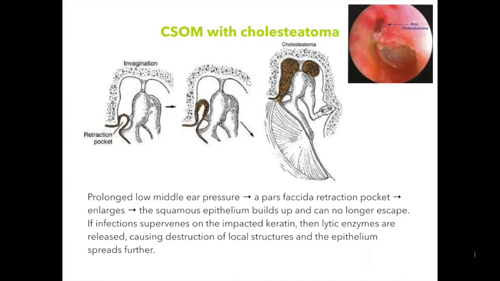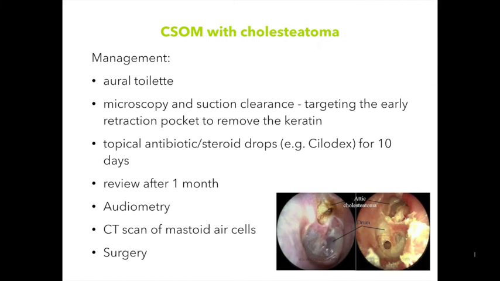So this is how the cholesteatoma can spread, as you have a buildup of the cells within the retraction pocket or associated with the perforation. So how do we treat it? We can do a cleaning of the ear, microscopy, targeting the retraction pocket to remove the keratin, but typically this doesn't resolve it. Topical antibiotics and steroid drops may help a little bit, but again, typically this needs to be reviewed and carefully monitored, and in the end it often does require surgery.